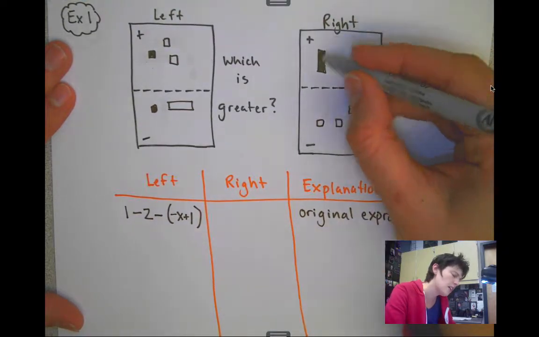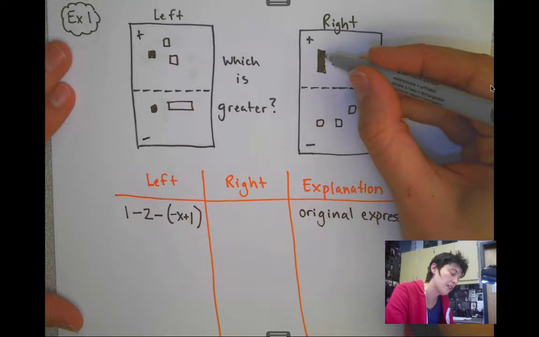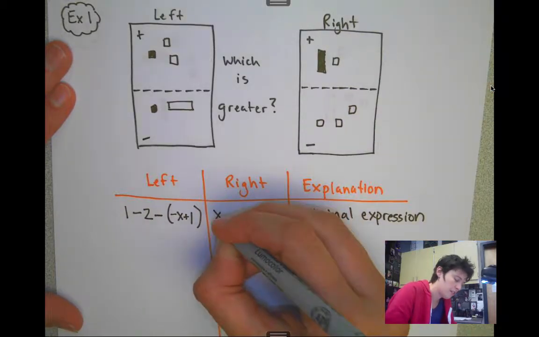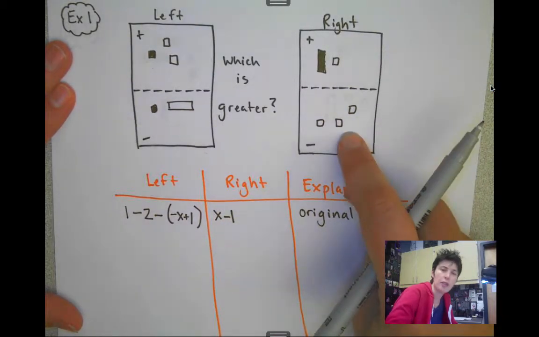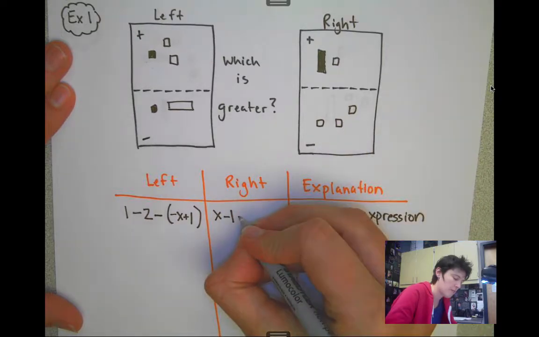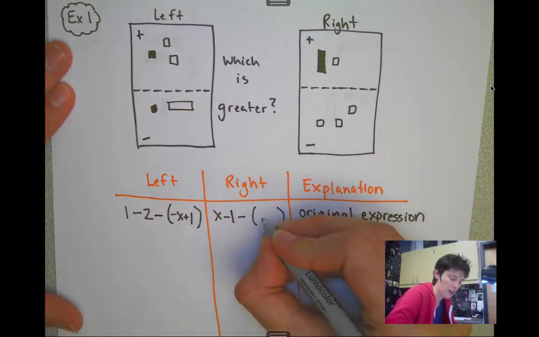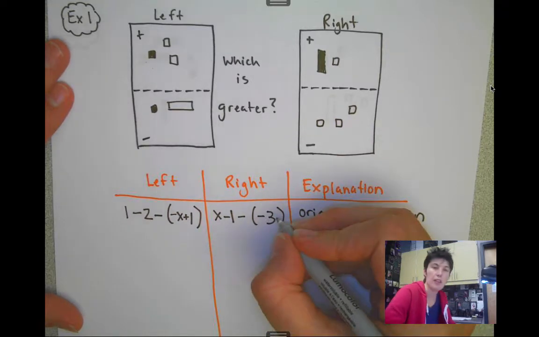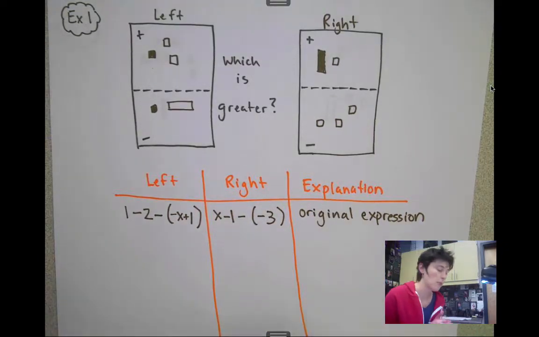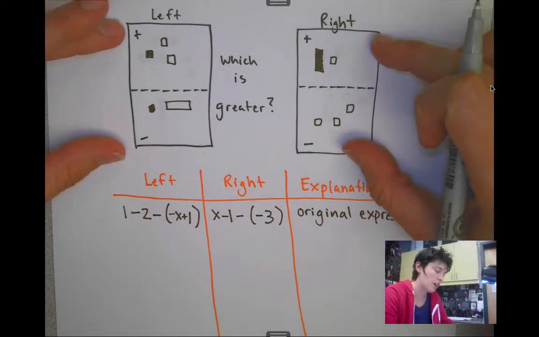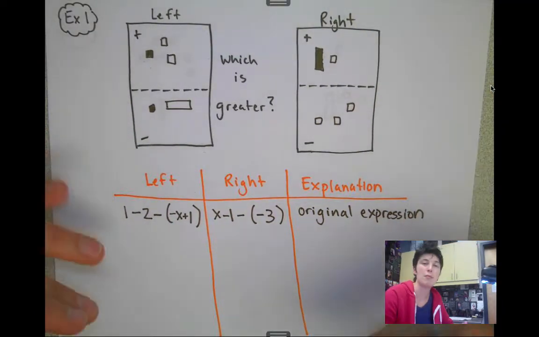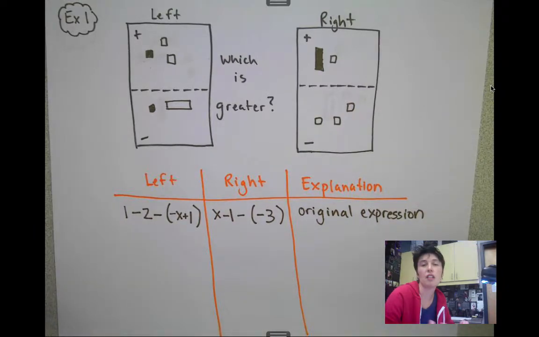On the right side, I see that up top I have an x and a minus 1. And then down below in the subtraction box, I write minus parenthesis. In the subtraction box, I see 3 negative tiles, so negative 3. And that's my original right side. So my problem is all nicely set up. I've got my picture, I've got my original expression, I've got my table. Now I just got to go through my steps of how to solve.